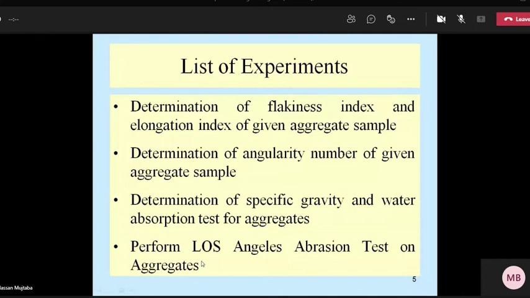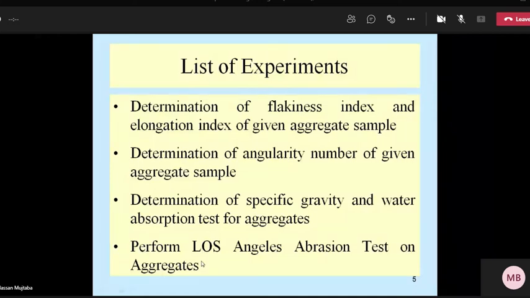Then comes the Los Angeles abrasion test on aggregates. Abrasion, as the name indicates, is resistance to scratching. Los Angeles is the city in America from where this test was proposed at the start, so that is why the name Los Angeles abrasion.